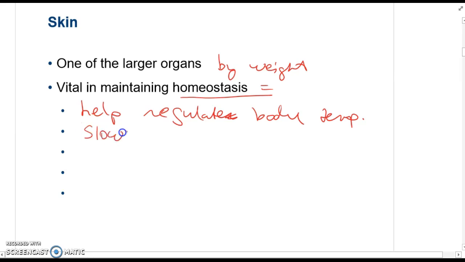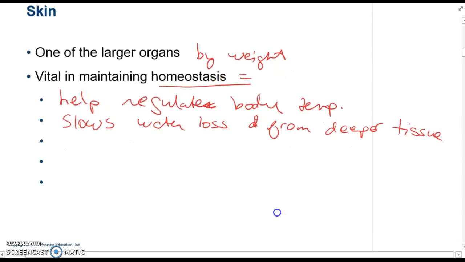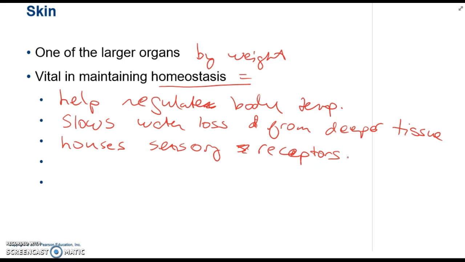And another thing, it slows water loss from deeper tissues, which would cause dehydration. So it's also helping maintain homeostasis. It also houses sensory receptors. So things like nerves: if you were to put your hand on a hot plate or a hot oven, there are sensory receptors there that tell you, I need to pull my hand away or it will burn. So that's the sensory receptors.